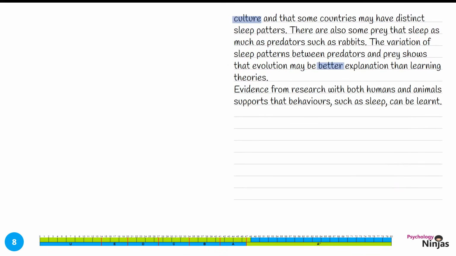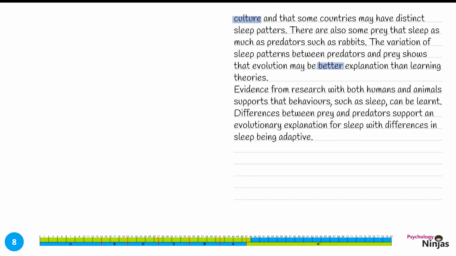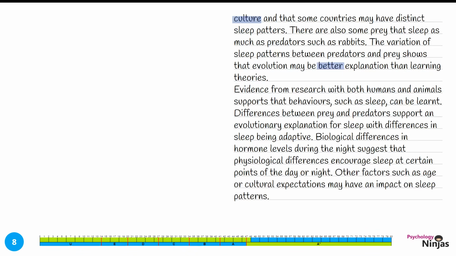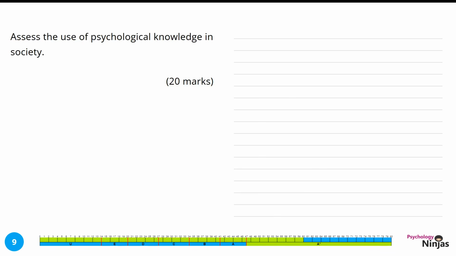Evidence from research with both humans and animals supports that behaviours such as sleep can be learnt. Differences between prey and predators support an evolutionary explanation for sleep, with differences in sleep being adaptive. Biological differences in hormone levels during the night suggest that physiological differences may encourage sleep at certain points of the day or night. And finally, other factors such as age or cultural expectations may have an impact on sleep patterns.